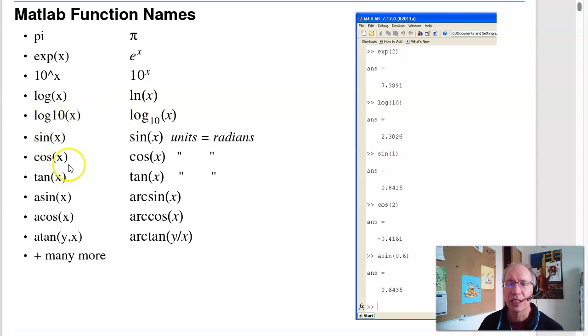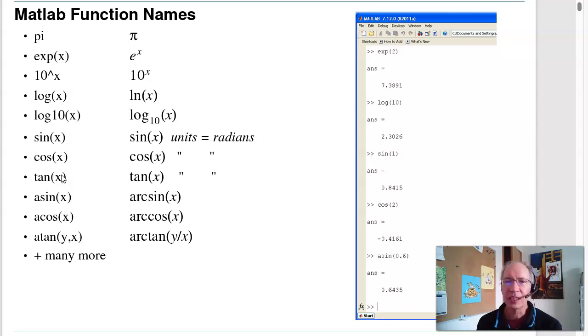You've got sine, cosine, tangent. The thing to note is MATLAB uses natural units, radians. Pretty much you're going to find that anything English is wrong. In English we use degrees. Degrees are not natural units. The math works out a whole lot better if you use natural units, and MATLAB likewise uses radians.